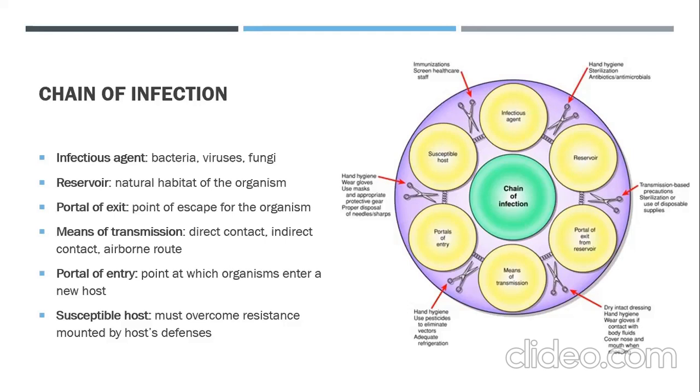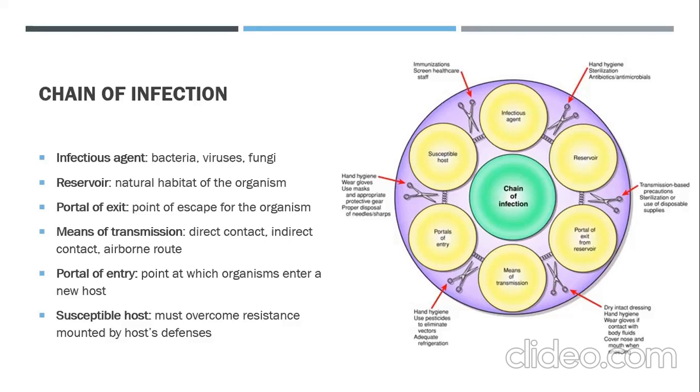And then, of course, the portal of entry. Did you breathe it in? Did you eat something that had it in it? Did it go in your mouth? Did you not wash your hands and then eat with your hands and got it? So the whole point of infection control and infection prevention, like you see in the picture, is about breaking the chain somewhere, right?